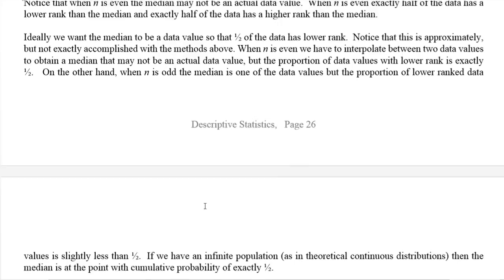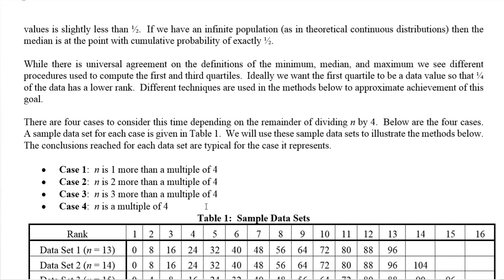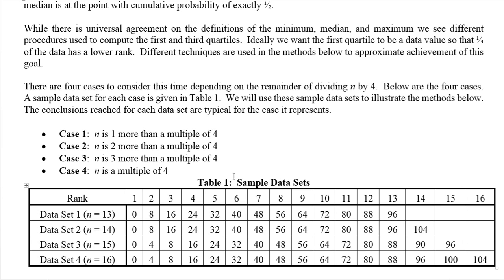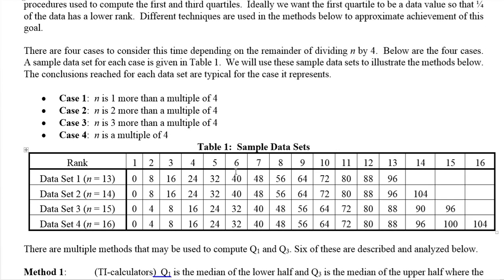We have the same kind of problem when we try to find Q1 and Q3, and it turns out there are multiple methods for working this out. To illustrate that, I have some data sets here. One data set has 13 elements, or 13 data points. Here's one with 14, here's one with 15, and here's another data set with 16. We'll call those data sets 1, 2, 3, and 4.